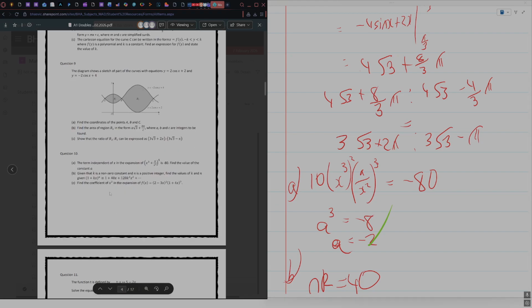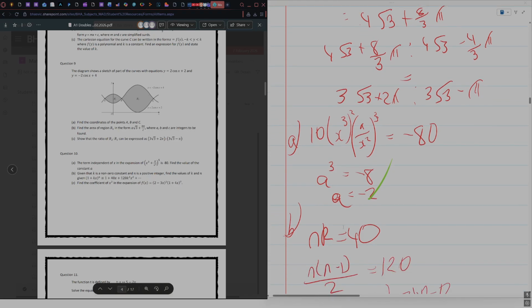All right, this question, I think, or half of this question came up in the last assignment. So the term independent of x is just going to be the term where it's x to the 6 over x to the 6, so x cubed squared over x squared cubed. If you think about all the other terms, there's not going to be any other term that's independent of x. So it's just this one. You set it equal to 80.